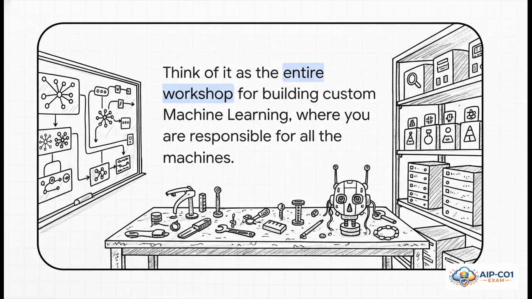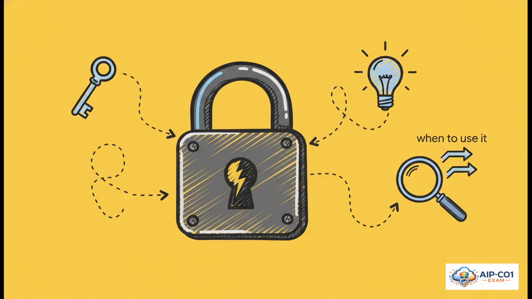And look, the biggest mistake people make is thinking of it as just one single tool. It's not. The secret is to think of SageMaker as the entire workshop, the whole shebang for building custom ML from scratch. And that's exactly what we're going to do here. We're going to crack the code on how all these pieces fit together, but maybe even more importantly, we'll figure out when you actually need to reach for it.